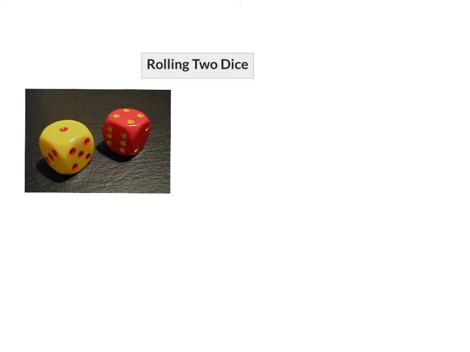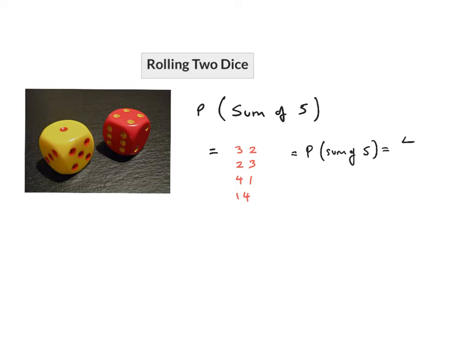So rolling 2 dice, let's say we're going to make a sum of 5. So we're going to find the probability of getting a sum of 5. We know that 5 could be a 3 and a 2, a 2 and a 3, a 4 and a 1, a 1 and a 4. So therefore the probability of a sum of 5 equals 4 divided by 36 altogether, so 1 over 9, which equals 11.1%.